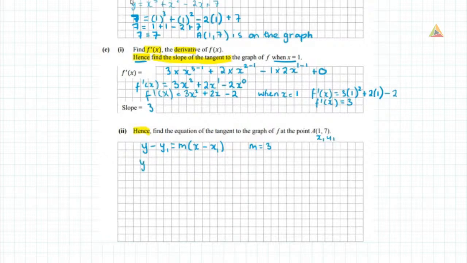So we sub in y minus 7 is equal to 3 times x minus 1, and we're going to multiply out that bracket, which gives 3x minus 3. And again, I'm going to leave the 3x and the minus 3 where they are, but I'm going to subtract y from both sides and add 7 to both sides. And when we tidy that up, we get 3x minus y plus 4 is equal to 0. So that's my equation of the tangent to the graph at that point.